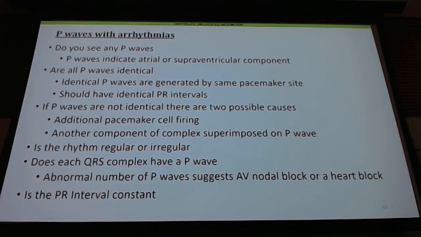So the first question you've got to ask is, do you see any P waves? If you see P waves, then you know that this arrhythmia is happening above the ventricles. It's a supraventricular arrhythmia if P waves are present.